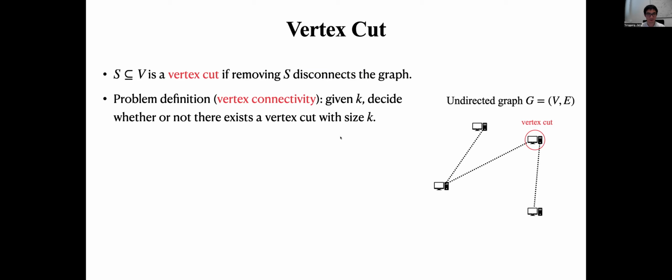And the formal definition is: given k, where k is input to every computer, they want to decide whether there exists a vertex cut of size at most k or not. Our algorithm can also handle the case where a vertex cut should be an output, but for the sake of simplicity, let's just assume they want to decide whether there exists a vertex cut or not. And our algorithm only works for undirected vertex connectivity.